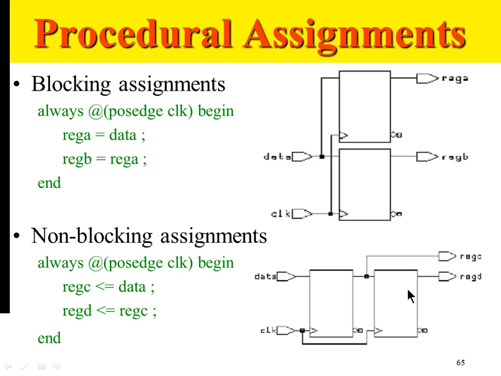If you convert this to a hardware design, data is coming to flip-flop number 1. This clock is going to both flip-flops. On the first clock edge, at the end of the first clock cycle, reg C gets updated. Then it goes to the reg D flip-flop, and reg D gets the same data value on the second clock cycle.